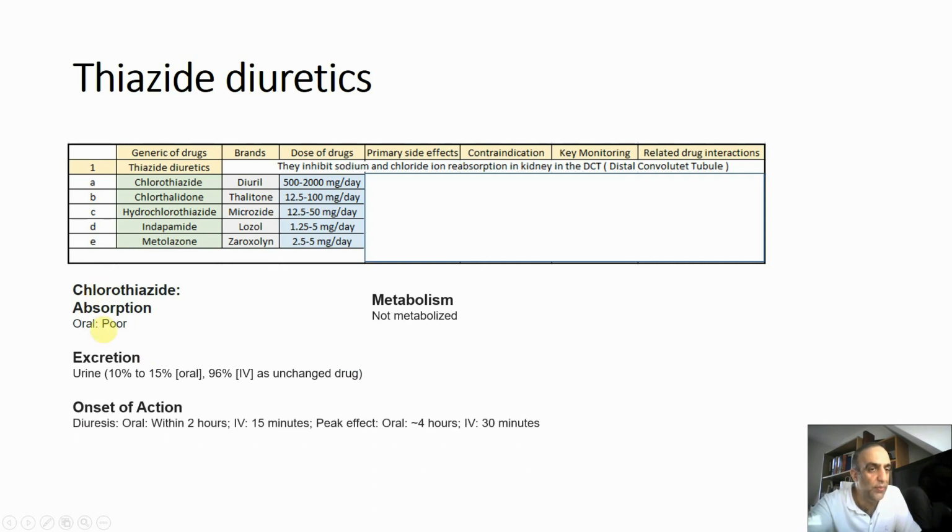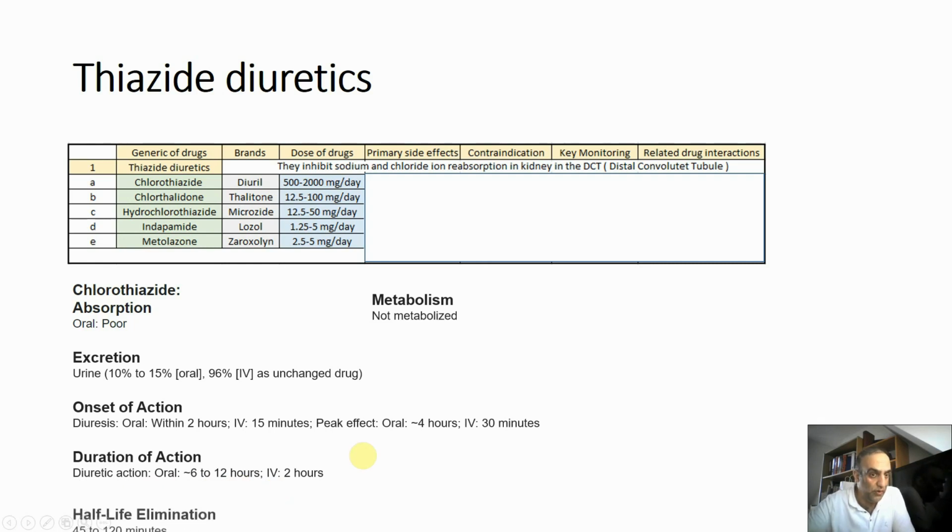And onset of action, as you see here, because of the poor oral absorption, is within 2 hours, okay, and in IV 15 minutes. The peak effect in the oral form will be 4 hours after use, and in IV 30 minutes. The duration of action orally is between 6 to 12 hours, and in IV close to 2 hours. The half-life elimination is 45 to 120 minutes. And as I mentioned here, chlorothiazide's binding to protein is lower.